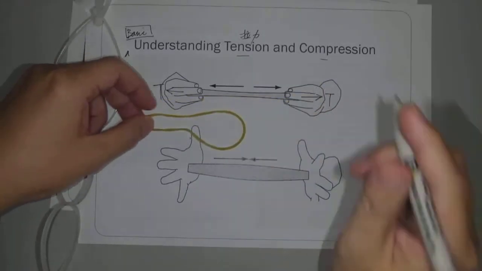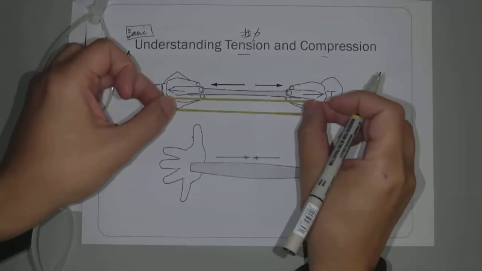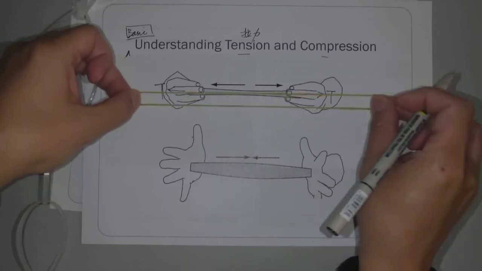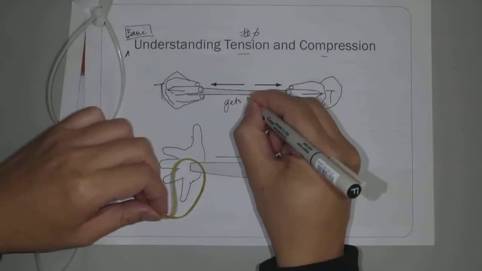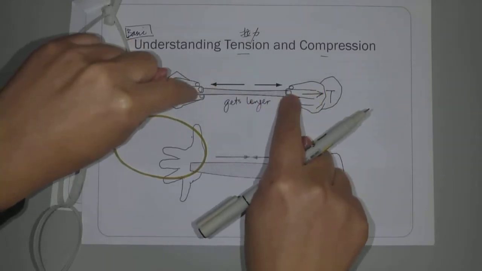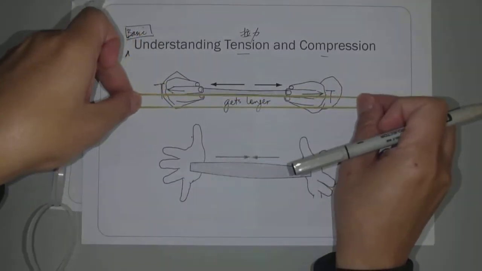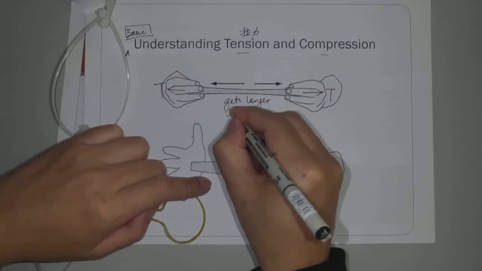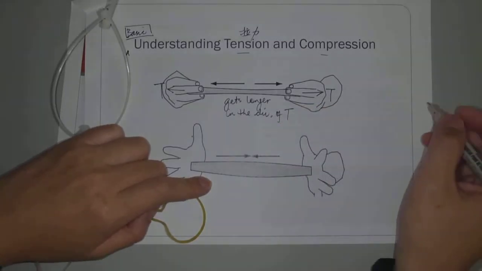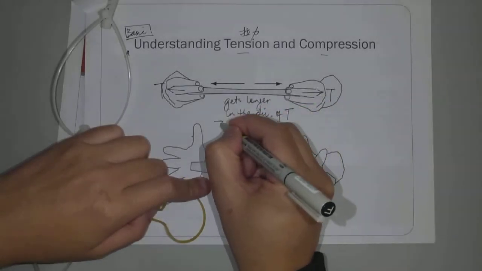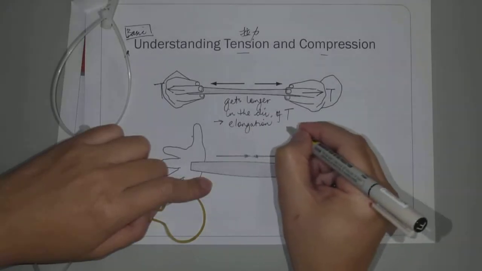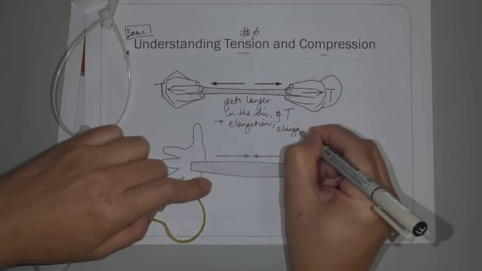So what happens to this member is, if you try to pull it like this, then of course the member will get longer. It will get longer in the direction of the loading. So this piece of material will get longer in the direction of the loading T. The technical term for getting longer is elongation. That's a noun. The verb is elongate.